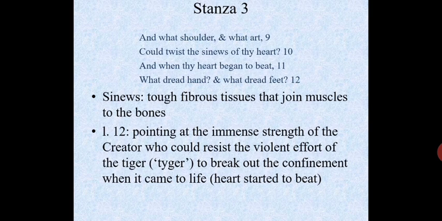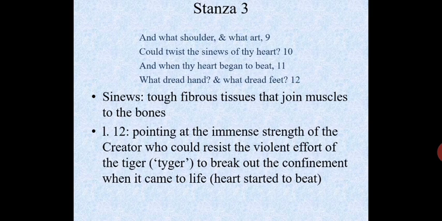Now, when the tiger came to life, what great power, what enormous power could repress the tiger? Because when the tiger came to life, it would try to get away from the repression. So line number 12 is particularly pointing at the immense strength of the creator who could resist the violent effort of the tiger, quote unquote Tyger, to break out of the confinement when it came to life.